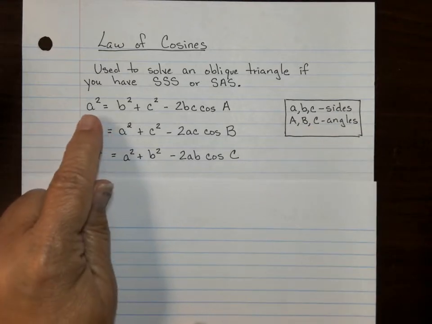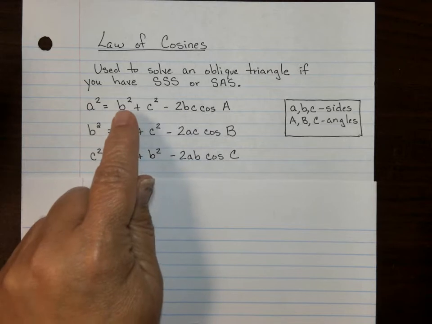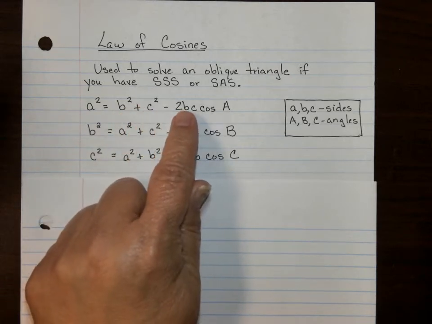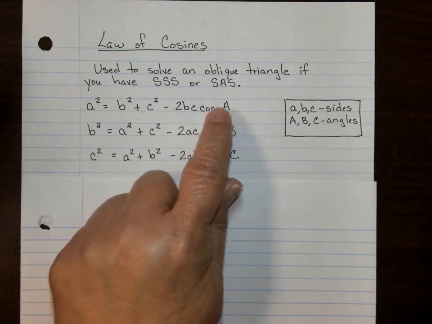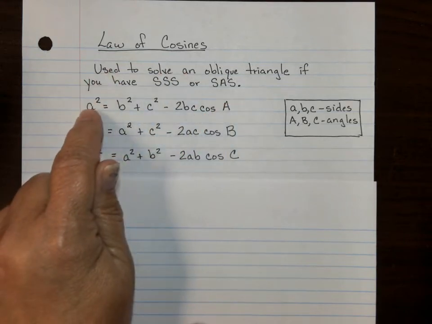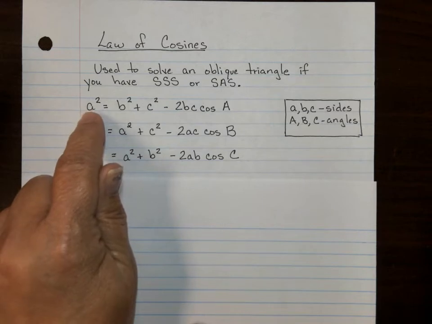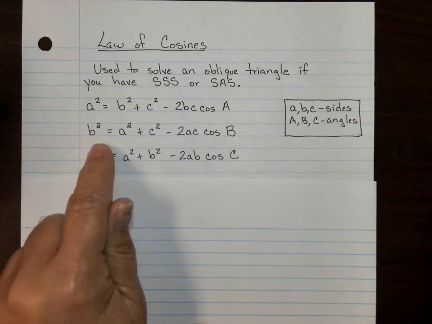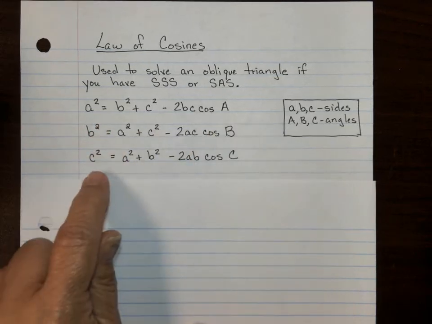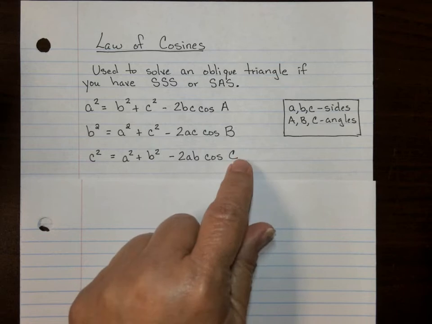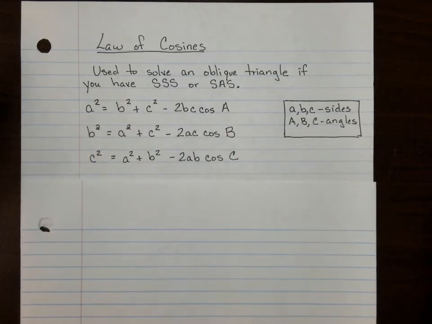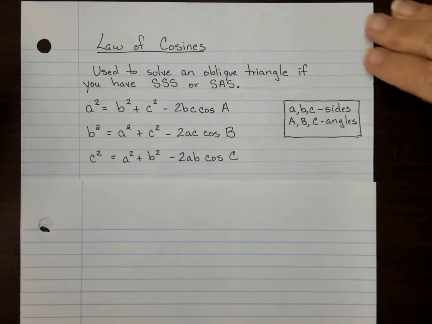And then you can see, you have a side squared is equal to the other two sides squared minus 2 multiplied by those two sides times the cosine of the angle of that side that you're working with. So you see it: side a squared with cosine A, side b squared with cosine B, side c squared with cosine C. So you should observe the pattern of the formulas there, but again, you don't have to memorize them. So let's do an example together.